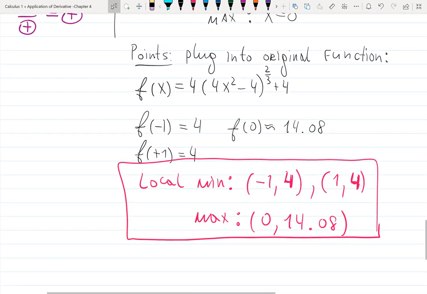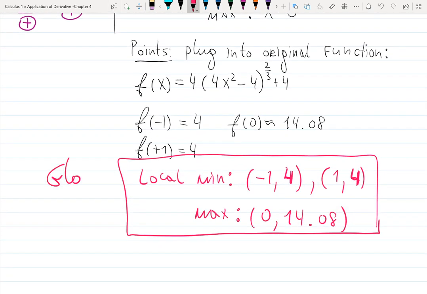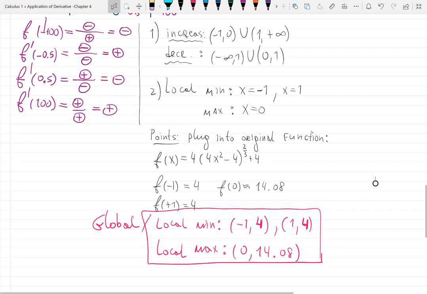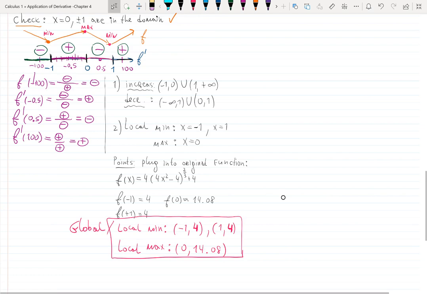And I'll mention it here. Local and global minimum. Maximum? No, just global minimum. The maximum is local over there. And this is how we use the sign line and the first derivative test.